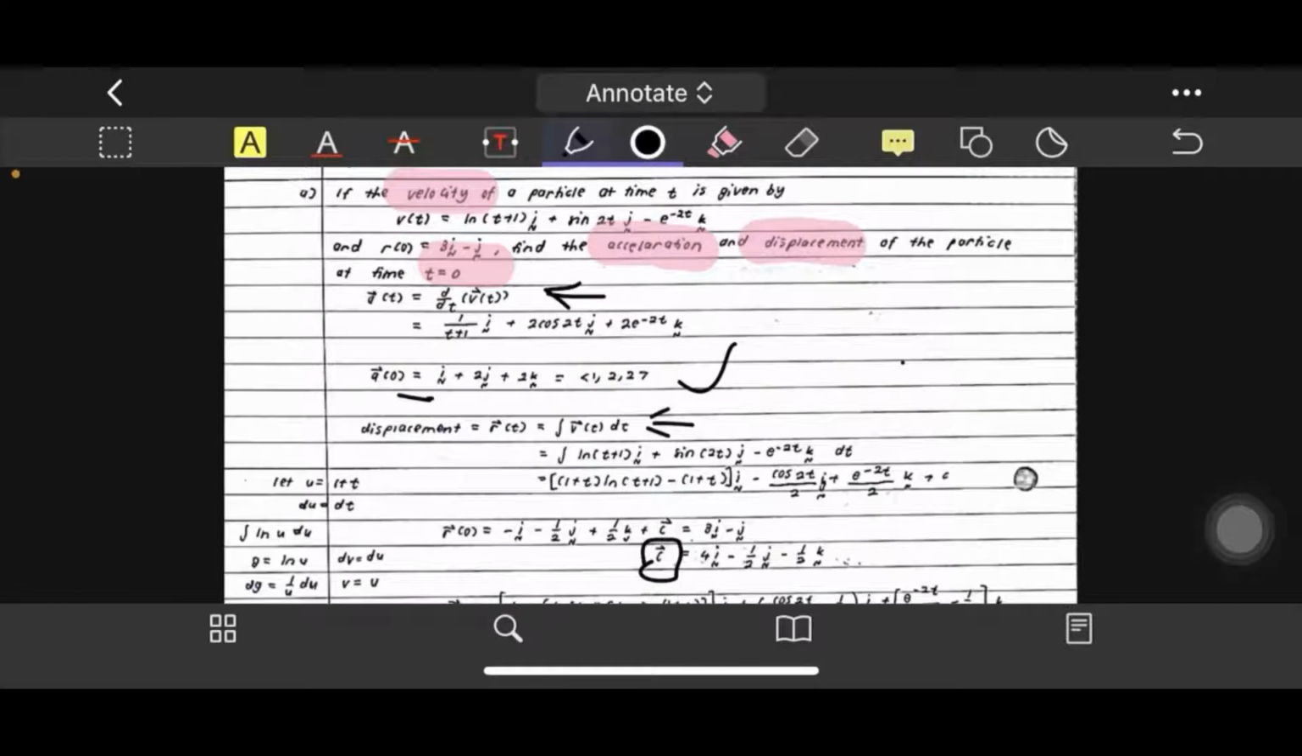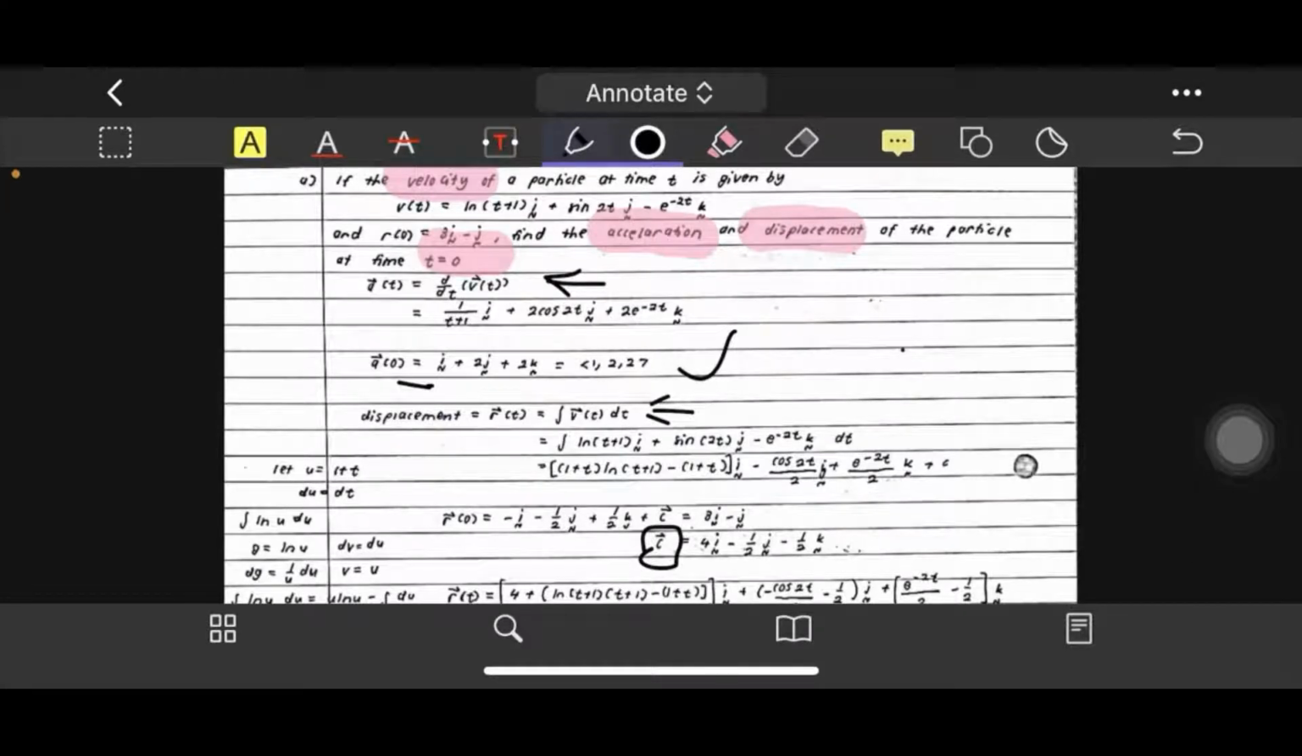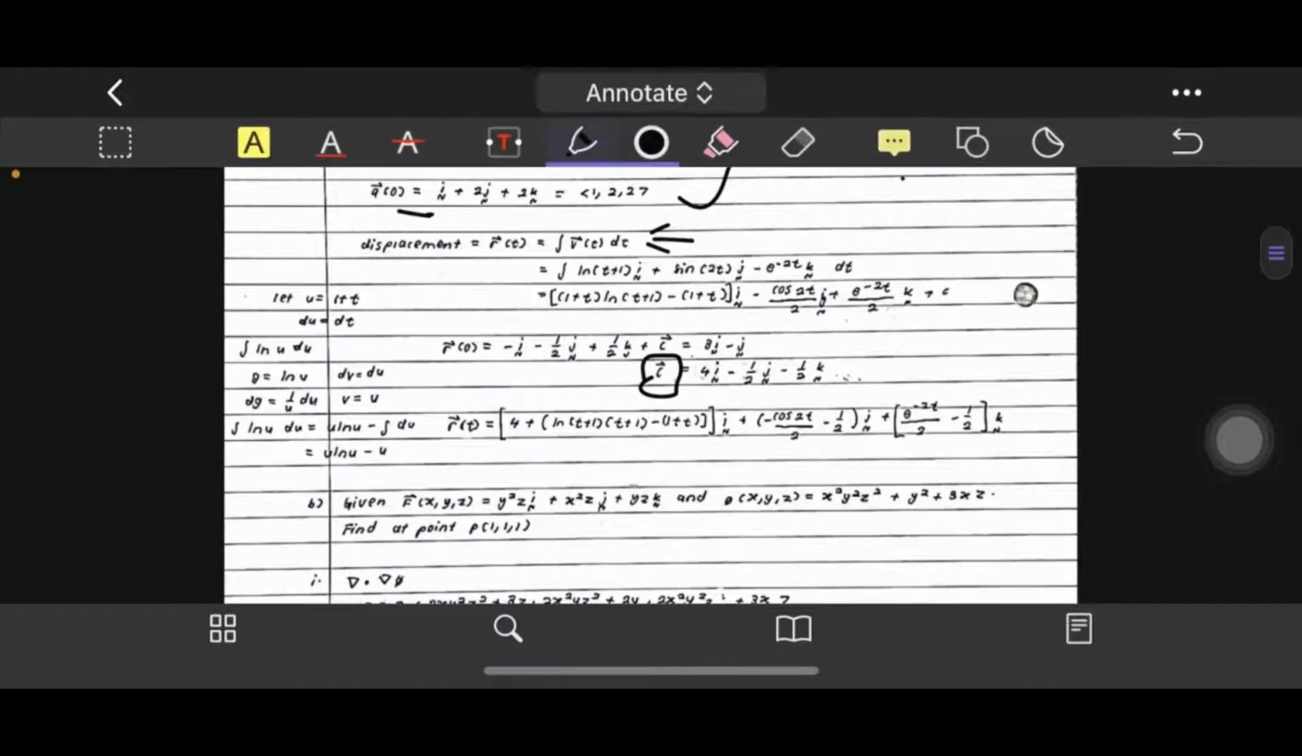To find the C, we need to substitute r equal to 0 into this. Then we get C and get the answer here. Make sure you find the C.